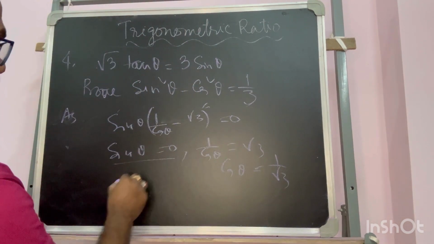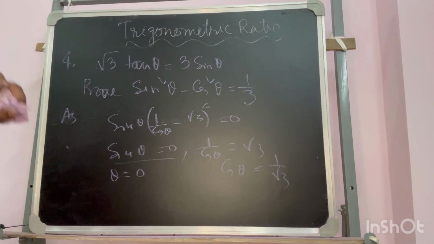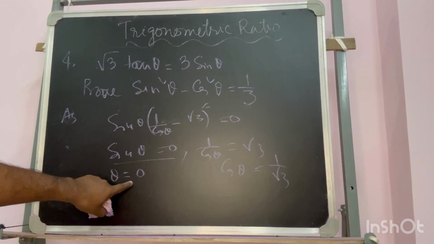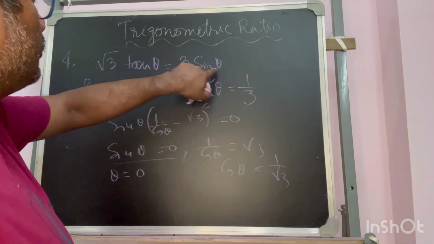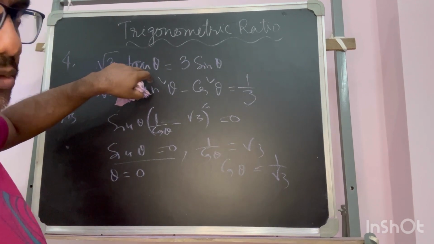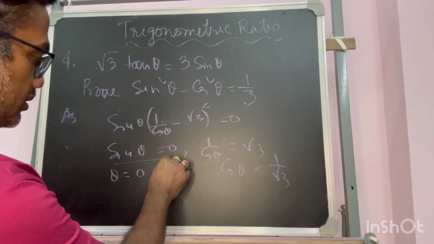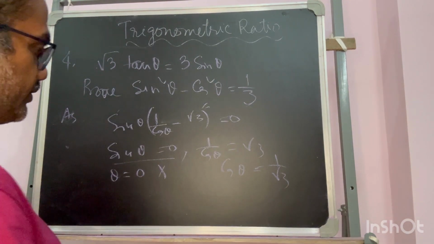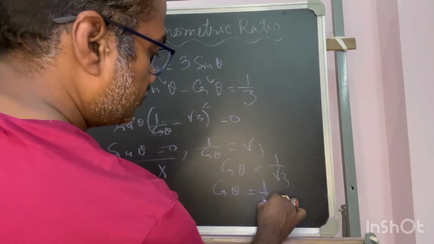So if sin theta is 0, theta is equal to 0, sin 0 is equal to 0. But if theta is equal to 0, this equation will not hold, because tan 0 is equal to 0 and sin 0 is equal to 0. So this doesn't have meaning. So I cannot take it as a solution of theta. So the only thing is cos theta could be 1 by root 3.